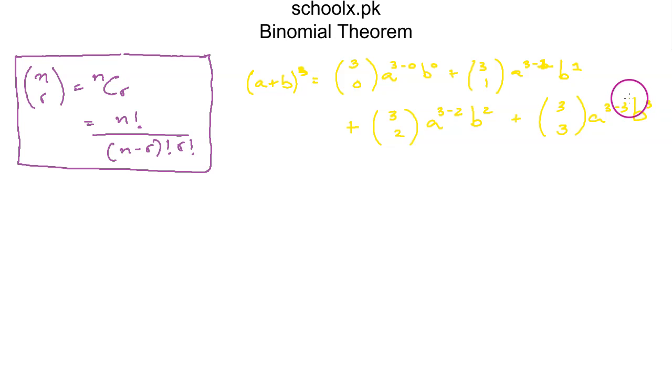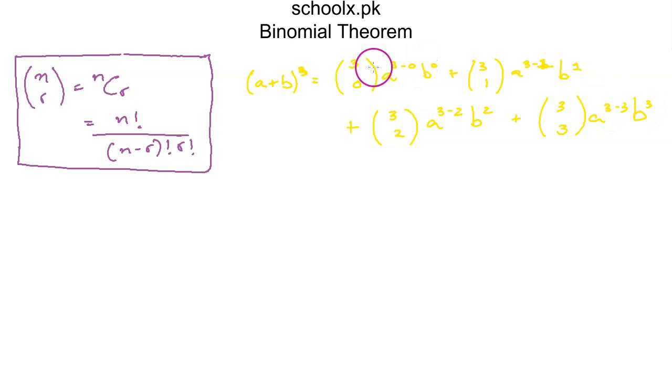So there are now two ways of verifying whether the formula you have written is correct or not. The first way is that the sum of the exponents of a and b must be equal to n. Here it is 3 plus 0, 3. Here it is 2 plus 1, 3. 1 plus 2, 3. And 0 plus 3, 3.